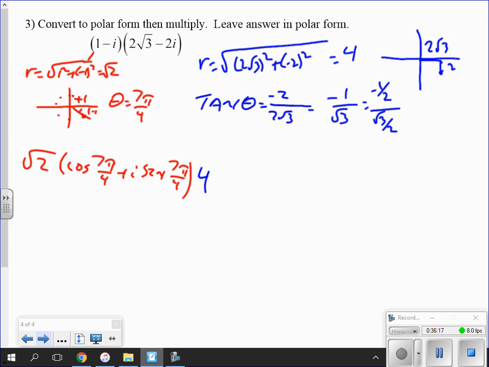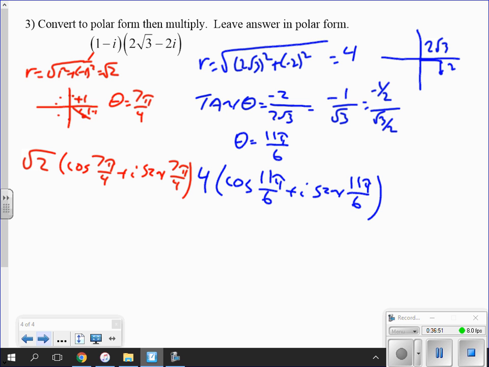Why would I do that? To make these look like coordinates on our unit circle, y coordinate, x coordinate together. What point has the x of root 3 over 2 and the y of negative 1/2? There's only one place where you have that, and that would be 11 pi over 6. So theta equals 11 pi over 6. So we have 4 times the cosine of 11 pi over 6 plus i sine of 11 pi over 6.